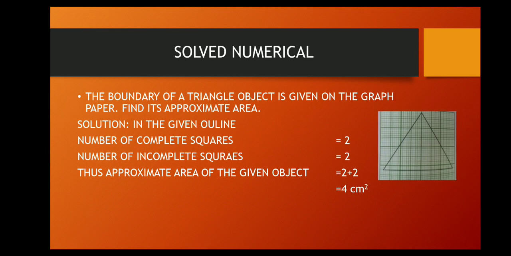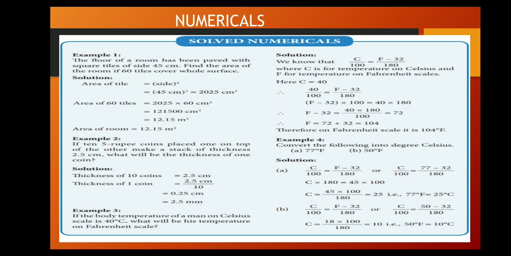Let's see the solved numerical. Can you see the figure with the graph paper towards your right? The boundary of a triangle object is given on the graph paper. Find its approximate area. The solution will be in the given outline. How many complete squares are there? Just check: 1, 2. So the number of complete squares is 2. The number of incomplete squares is 2. So the approximate area of the given object is 2 plus 2 is 4 square centimeter. Let's see the numericals of this chapter.